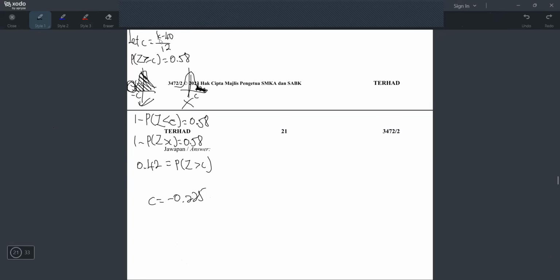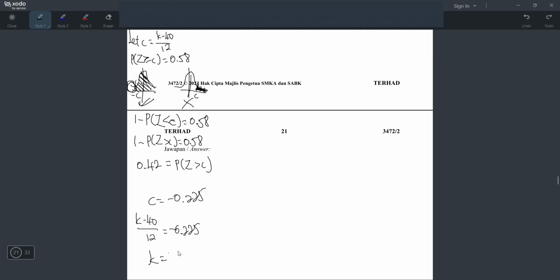So C is negative, but the question asked me to find the minimum marks, which is K. So I have to substitute back. C is actually K minus 40 over 12 equals negative 0.225. So now I can find my K. Let's write now negative 0.225 times 12 plus 40. Okay, the answer is 37.3.